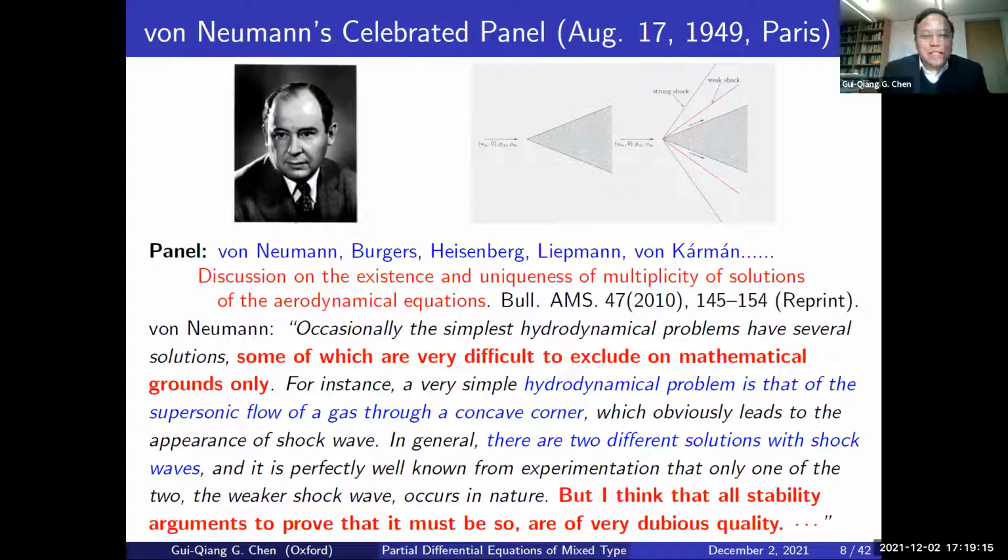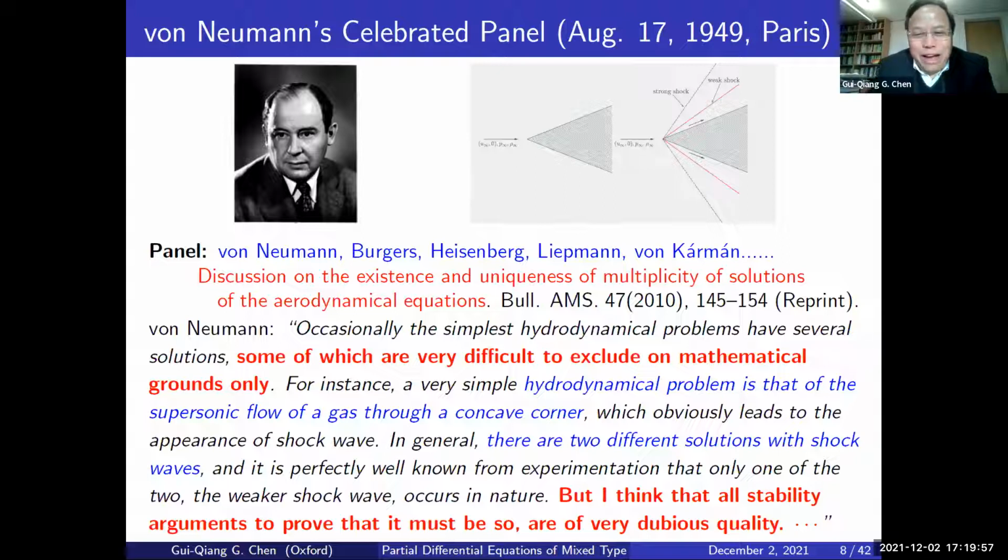Then he opened the discussion, and he basically talked about the same fact I just showed you. There are non-uniqueness issues: there are two solutions, different solutions. He pointed out it's perfectly well known from experimentation that only one of the two, the weak shock, occurs in nature. But I think that all stability arguments to prove that it must be so are of very dubious quality. So he was not very optimistic whether we could classify those problems and understand the problem through purely mathematical analysis.